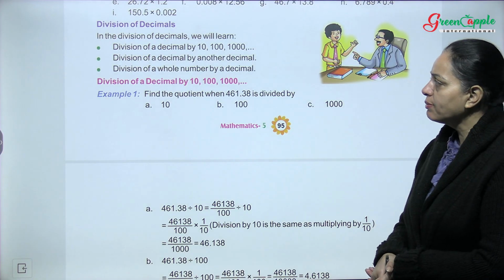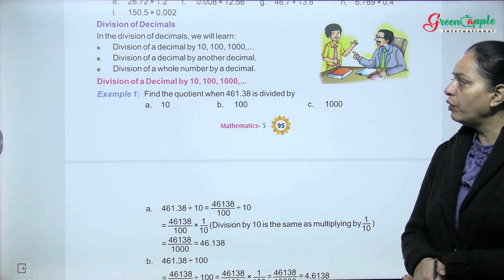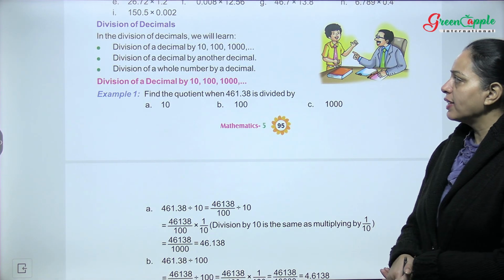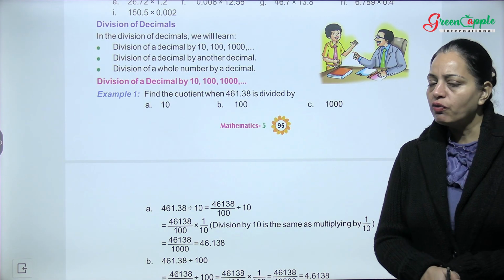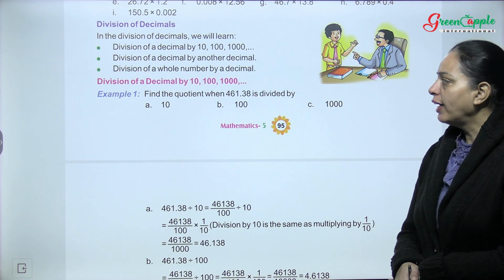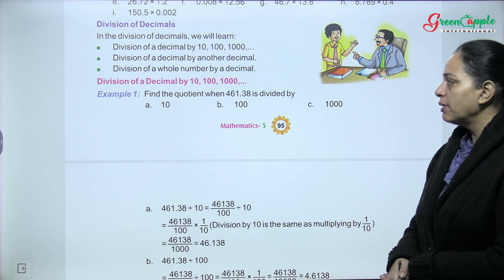Now division of decimals. In the division of decimals, we will learn division of a decimal by 10, 100, 1000, division of a decimal by another decimal, and division of a whole number by a decimal number.